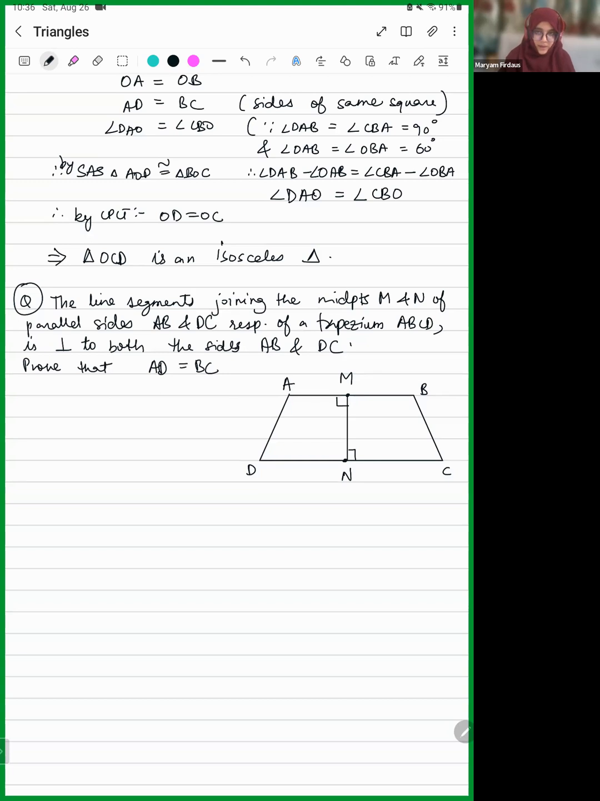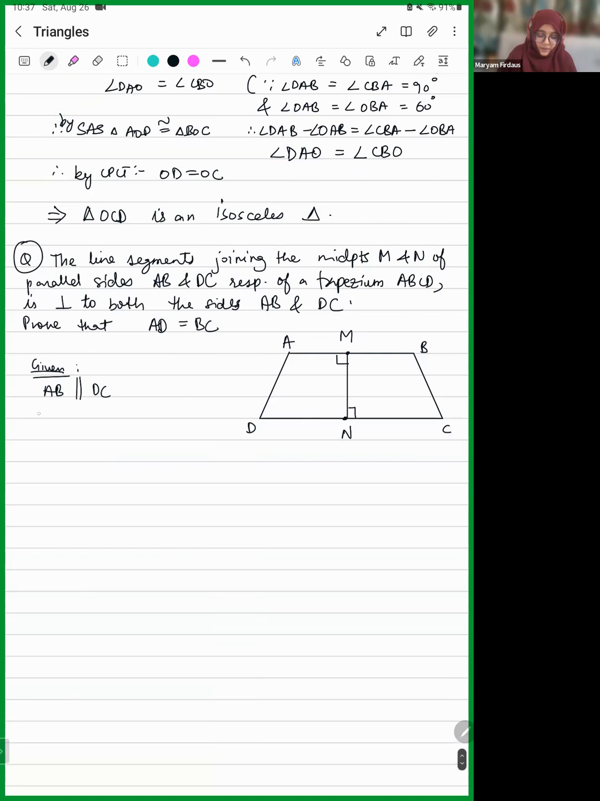And these two sides are parallel. Let's write it over here, given: AB is parallel to DC, that's given. And then MN is perpendicular to AB, MN is perpendicular to DC. You have to show that AD is equal to BC. That means this side is equal to this side.